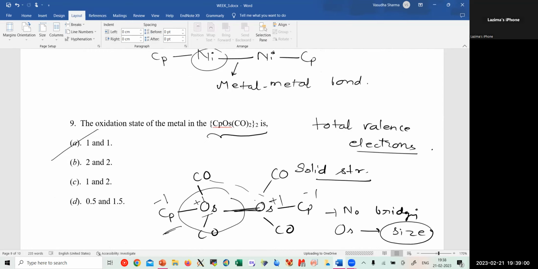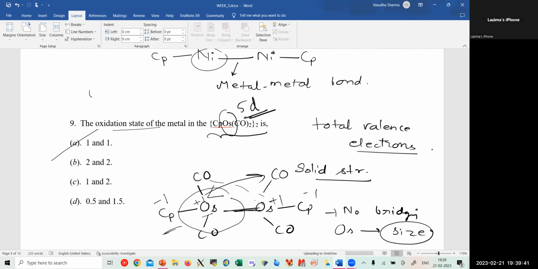But in the case of osmium, this is a 5d element. Here it is asking what the oxidation state of the metal is. When you see the structure, there would be no bridging, because the carbonyls are so far apart from the other carbonyl, so this interaction becomes less feasible because osmium is very bulky. Carbon is very small. The big metal accommodates the whole CO, and that won't be able to go and meet with the other 5d orbitals. That's why the distance becomes larger.